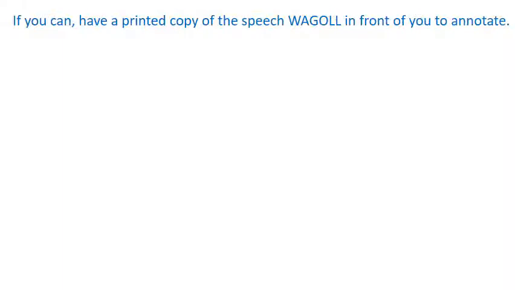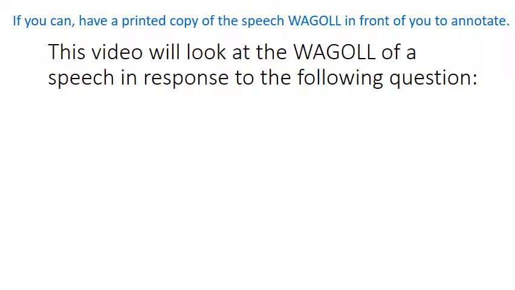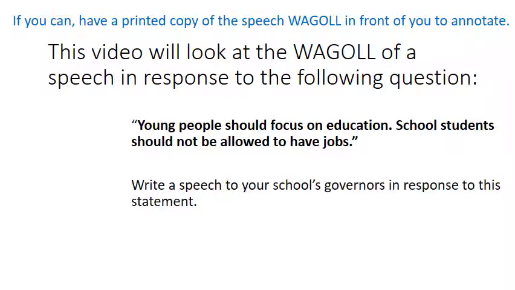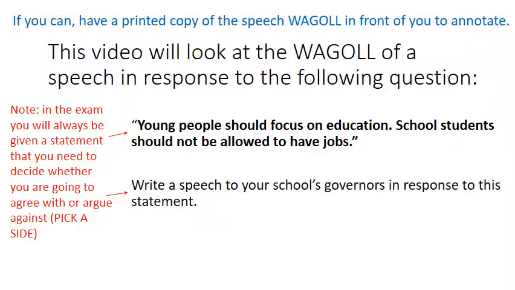I'm here to talk you through the rest of our Waggle speech about how to structure an effective persuasive argument. If you remember, last time we were looking at a Waggle that answered this question: young people should focus on education, school students should not be allowed to have jobs, write a speech to your school's governors in response to this statement. So we're picking a side. If you remember, the Waggle picked the side of arguing that students, especially in Year 11, should be allowed to have jobs, and talked about the benefits of that.